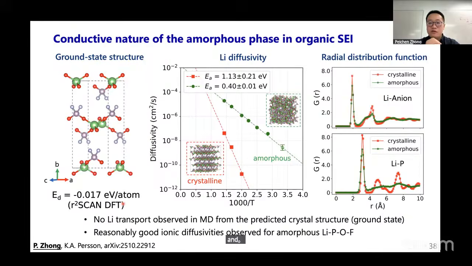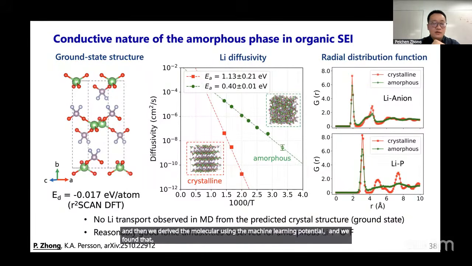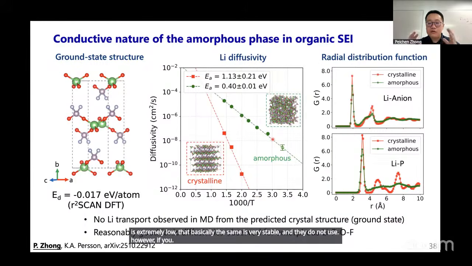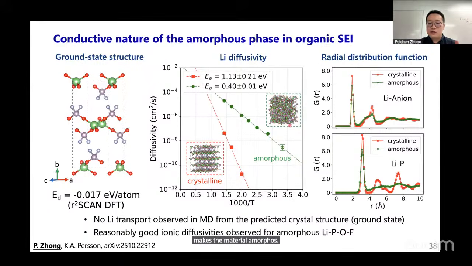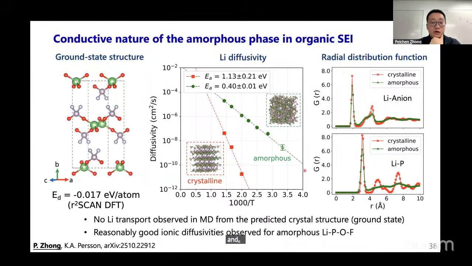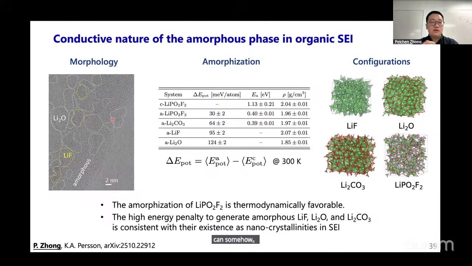And then we ran the molecular dynamics simulation using the machine learning potential, and we found that the intrinsic diffusivity for this crystalline material is extremely low. That basically the lithium is very stable and does not diffuse. However, if you make the material amorphous, then the diffusivity becomes more significant at room temperature. And from the simulation, we also confirm the arrangement of the local chemical environment is indeed an amorphous structure. And this can somehow explain the experimental result.